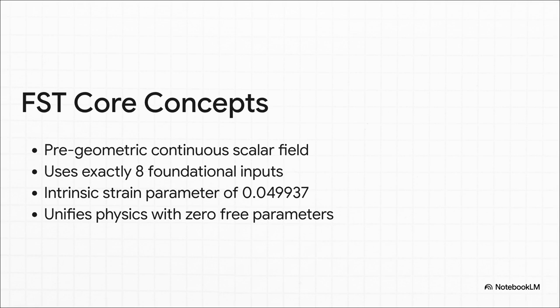Alongside well-known constants like the speed of light and Planck's constant, it introduces one totally unique geometric property called the strain parameter, valued at exactly 0.049937. This represents the intrinsic physical warping of the substrate itself. And from these 8 inputs alone, FST derives all other physical parameters, 0 free parameters.